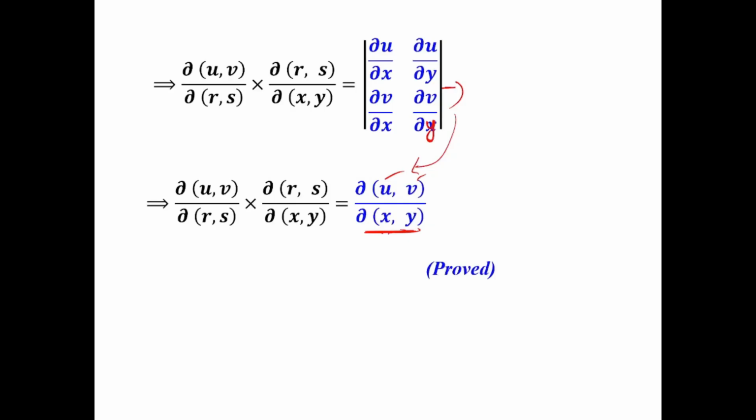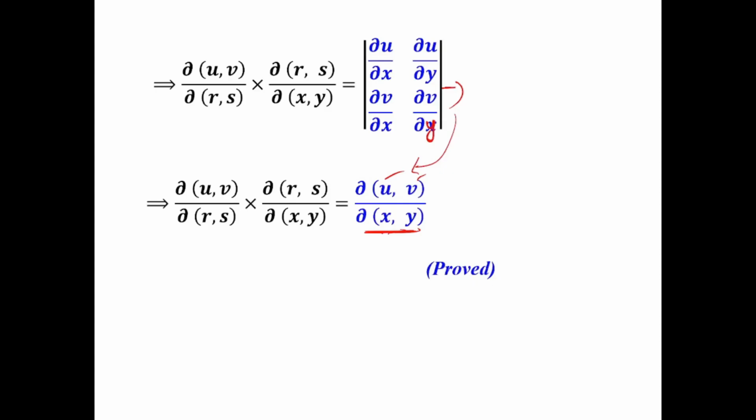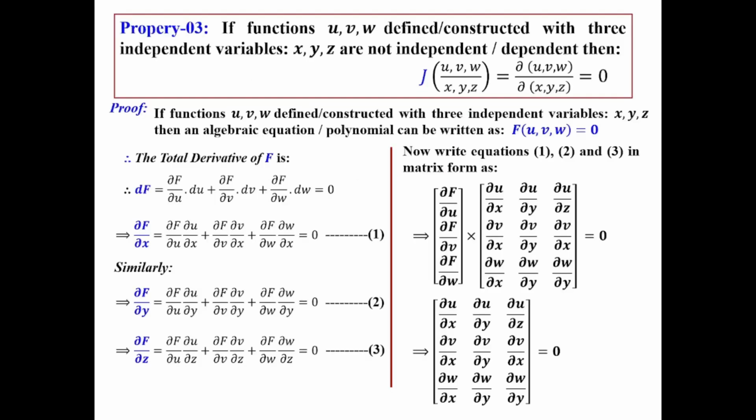Now we are going to move to our next property, property number 3. Here I am going to stop this class. In the next class we are going to prove property number 3 and property number 4.